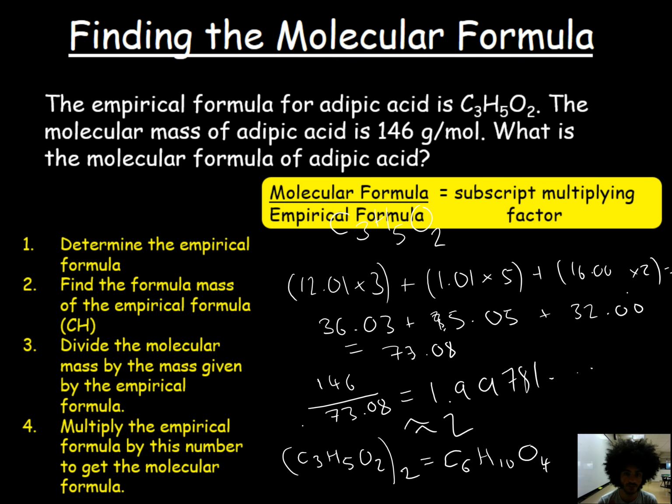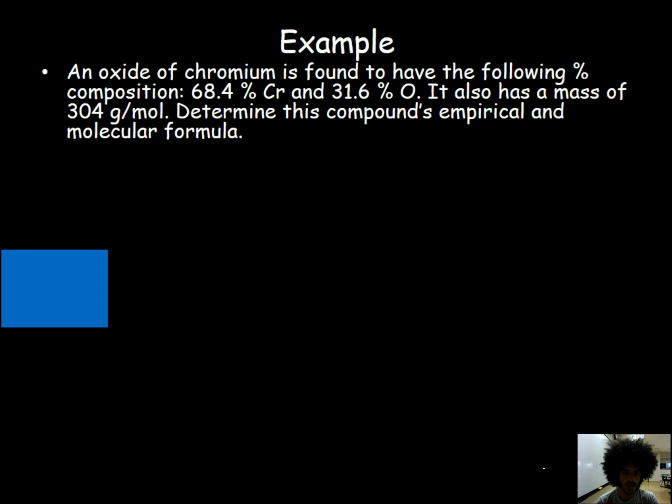That's your solution. Okay, so now let's do another example where instead of doing the basic stuff I've just shown you before, you now have to combine that with the empirical formulae skill which you've learned from a previous video or in class. So here's a question. An oxide of chromium is found to have the following percentage composition. It also has a mass of that. Determine this compound's empirical and molecular formula.